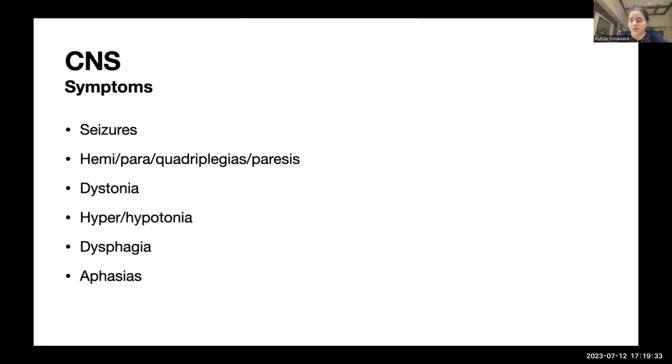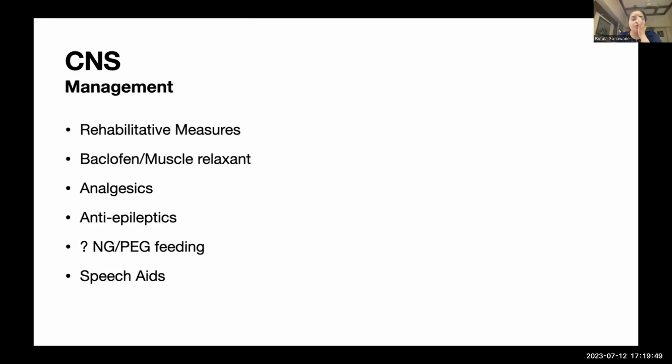Coming to the central nervous system, the commonly seen symptoms would be your seizures, your plegias or paresis. You'll have your dystonias, either hyper or hypo. You'll have your dysphagia and your aphasias. Coming to the management, we have our rehabilitative measures. Rehabilitative measures will be in all the systems or all the diseases, because some sort of rehabilitative measures can be given for each and every one. So rehabilitative measures would be a common thread in all.